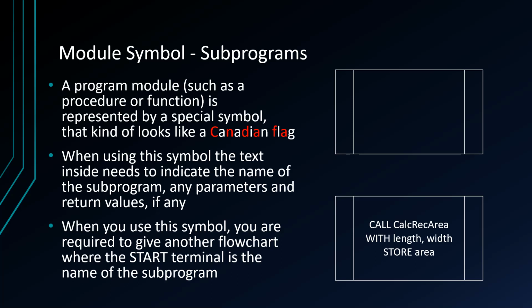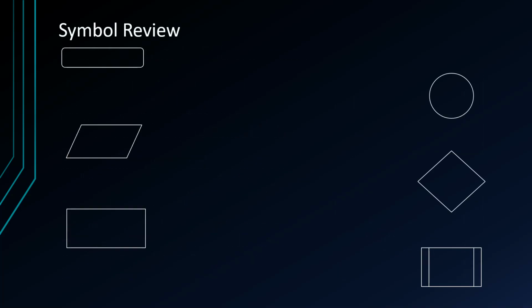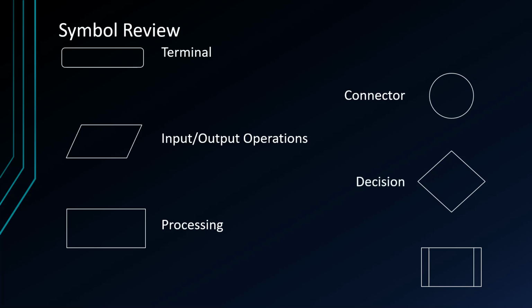Now let's do a quick review and make sure that we know all the symbols that we've learned today and in the past. So pause the video for a second and see if you can remember the names of all of these symbols. I'll wait. Okay, hopefully you're back. Now, on the left-hand side, starting at the top left, we see our terminal symbol. Right below that, we have our input and output symbol. Below that, we have our processing symbol. On the far right, on the top, we have our connector, followed by our decision, and then finally, our module.